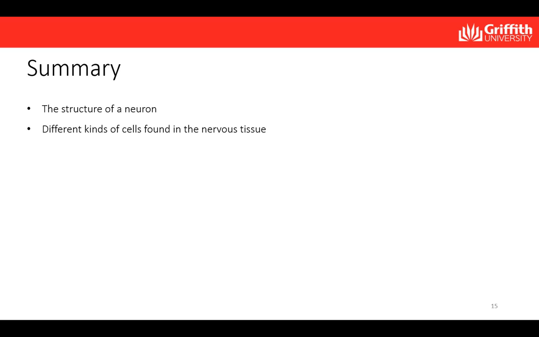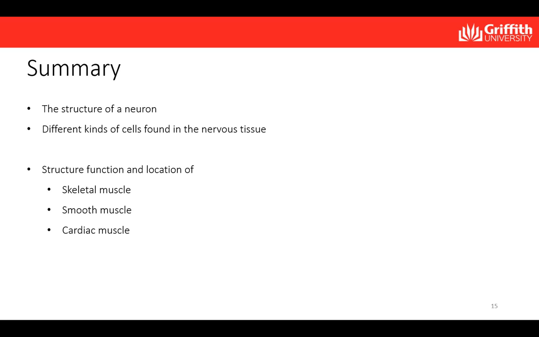So in summary, from this video, we have learnt about the structure of a neuron, as well as the different kinds of cells found in the nervous tissue. And we have also learnt about the structure and function and location of the three main muscle types found in our body.